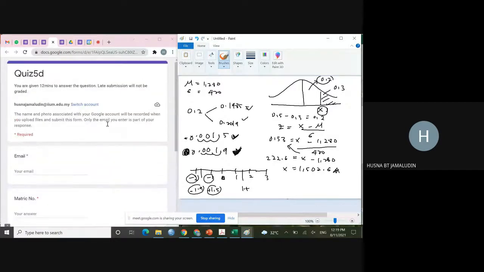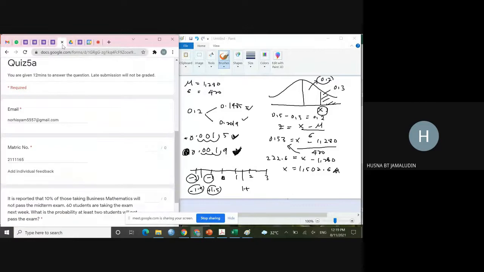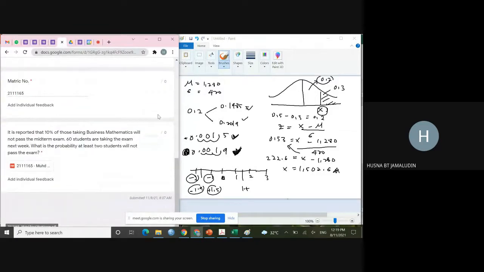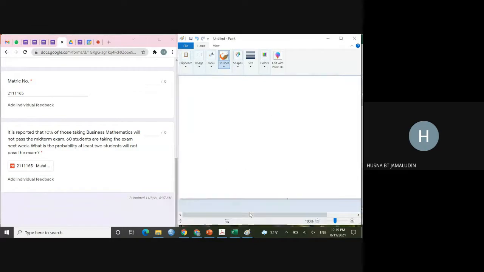This is from section 6. So, let's see the question from section 1. Okay, I think this is very similar. So let's read it together. It is reported that 10% of those taking business math will not pass the midterm exams. So what is this 10%? Right.